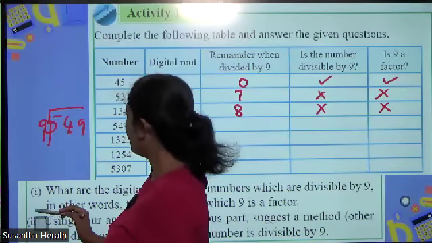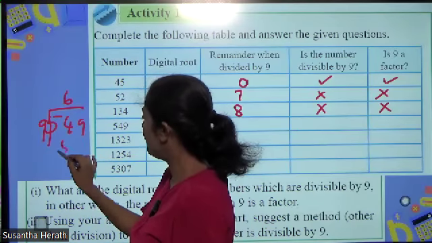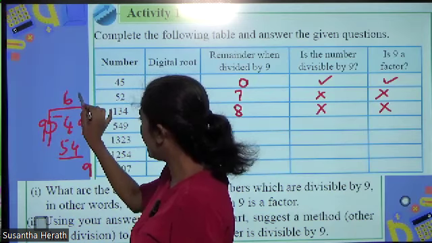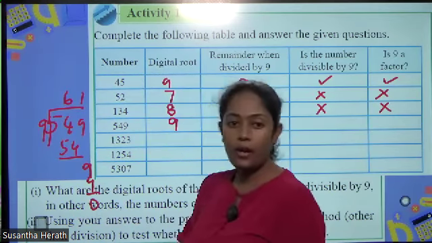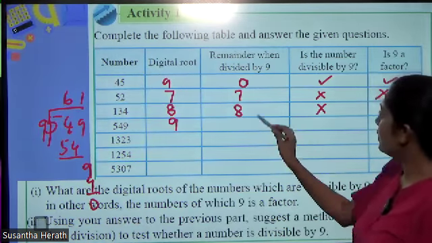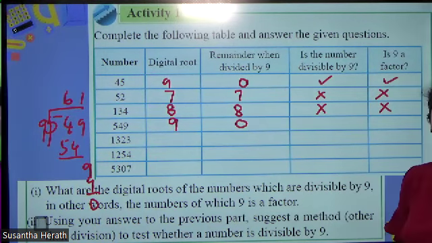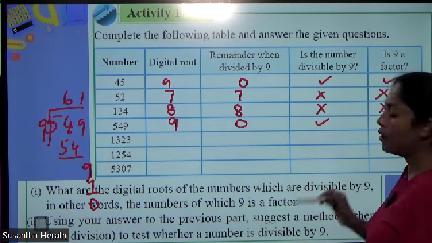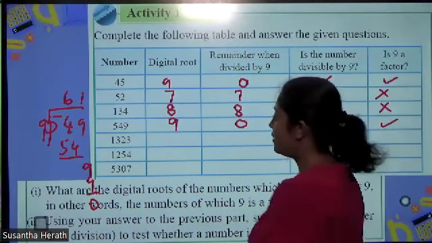For 54, how many 9s are there? 6. Then 54. Then we have to take 9 for 9, 1. 9 into 1, 9. There's no remainder. Then remainder is 0. Is the number divisible by 9? Yes, that is correct. Then that is a factor of 9. Right? Next one.